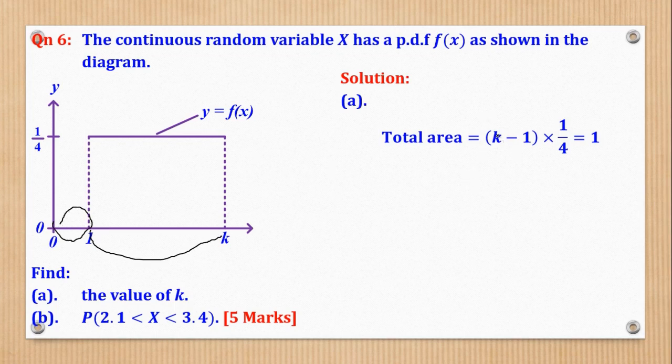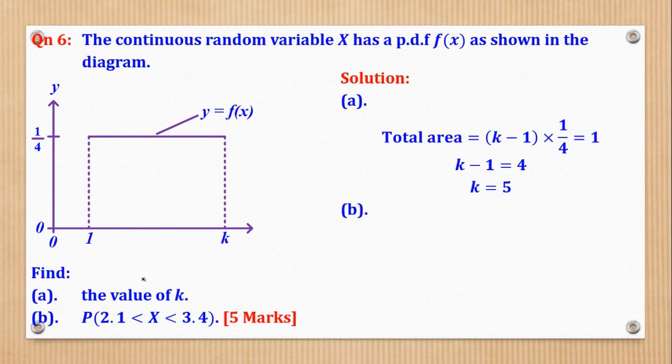So that is length, which is k minus 1, and width is a quarter from here up to here. Therefore, length times width is equal to 1. Therefore, we look forward to making k the subject, and that will be the answer they wanted in part A.